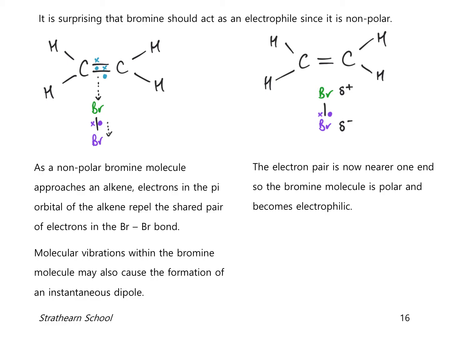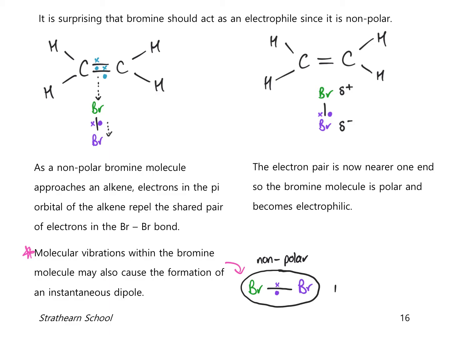The other thing that happens is mentioned down at the bottom here about molecular vibrations. So you'll know that instantaneous dipoles can arise just simply by molecular vibrations. So if we start off with our non-polar bromine molecule, where the electron pair sits exactly in the middle of those two bromine atoms, it's shared equally by the two bromine atoms within that covalent bond, and we say the molecule is non-polar, and the electron cloud is essentially evenly distributed across that molecule.